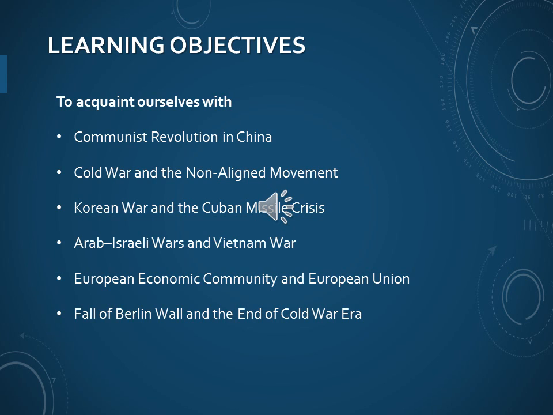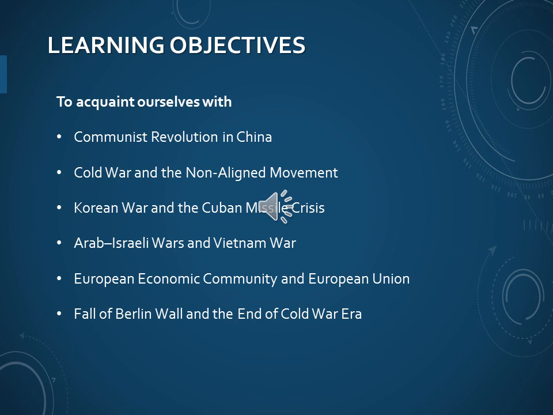Then the Cold War and the non-aligned movement. What do you mean by the Cold War? And also what is the non-aligned movement? The Cold War was fought between the two superpowers, America and Russia. The non-aligned movement was the idea of our Prime Minister Nehru. The countries that wanted to remain neutral, that is the countries which did not support America or Russia, formed the non-aligned movement.